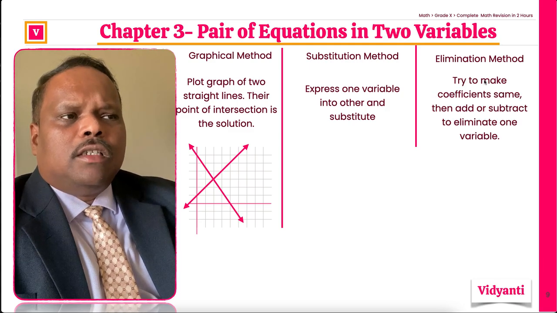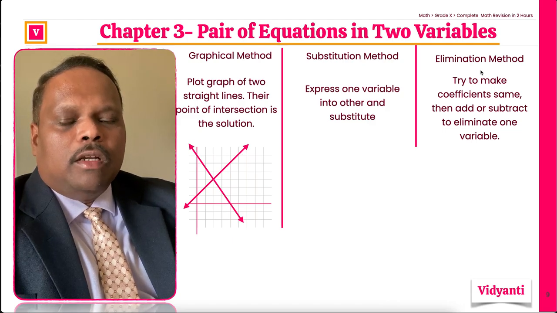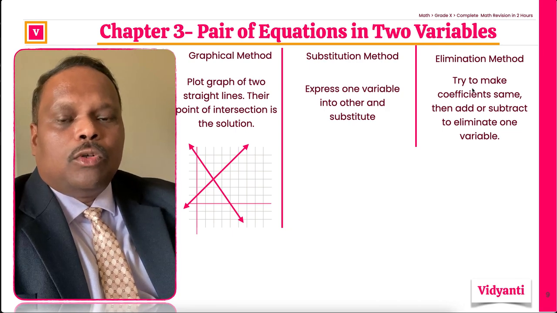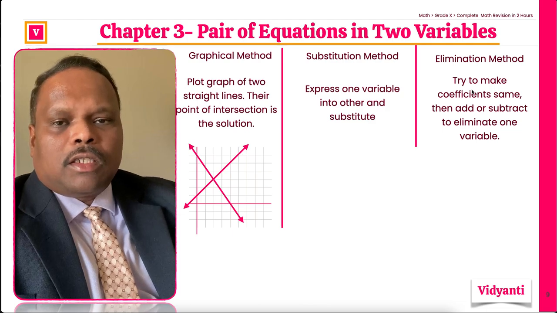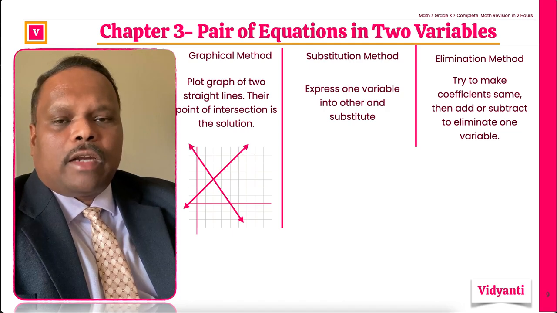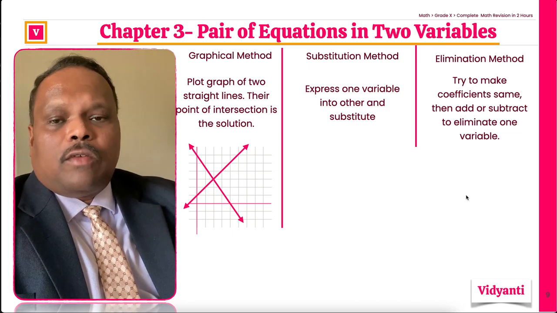Now let's see the elimination method. We are supposed to get rid of one variable. So by multiplication, you can multiply one equation or both equations by a constant and try to make the coefficients the same. If the coefficients are the same, including sign, then you subtract them. If the coefficients are the same with a different sign, you add them, and somehow try to get rid of the variable. This is the method of elimination.